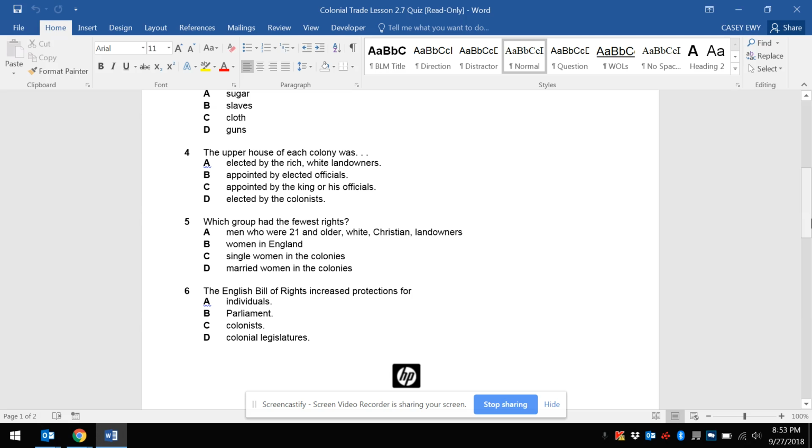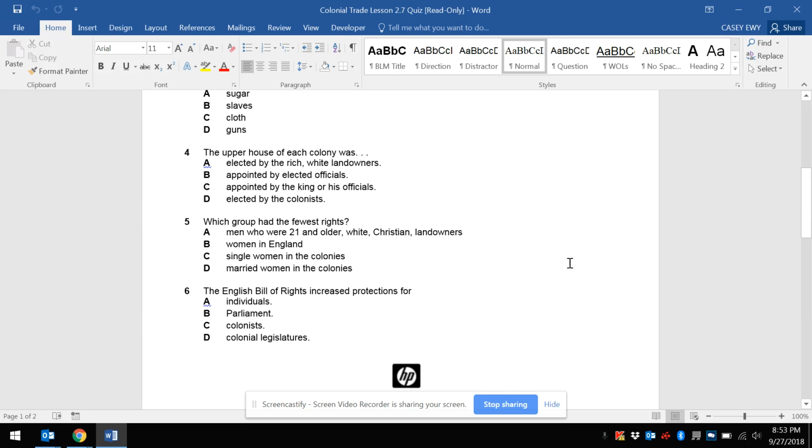5. Which group had the fewest rights? A. Men who were 21 and older, white, Christian landowners, B. Women in England, C. Single women in the colonies, or D. Married women in the colonies.